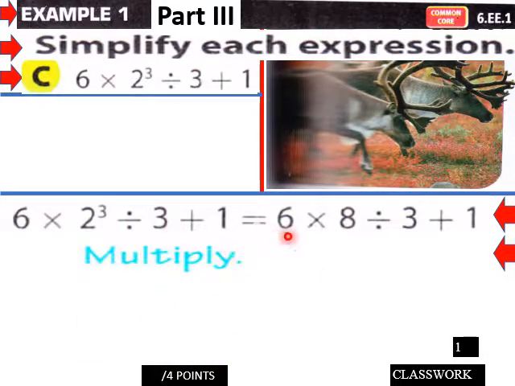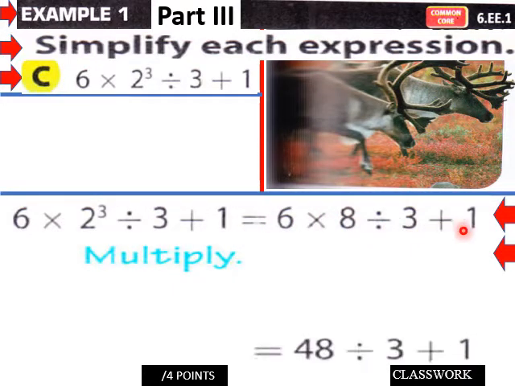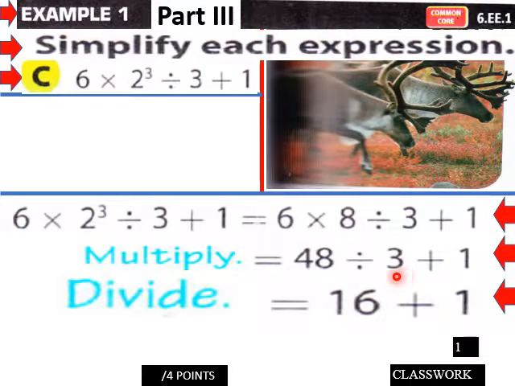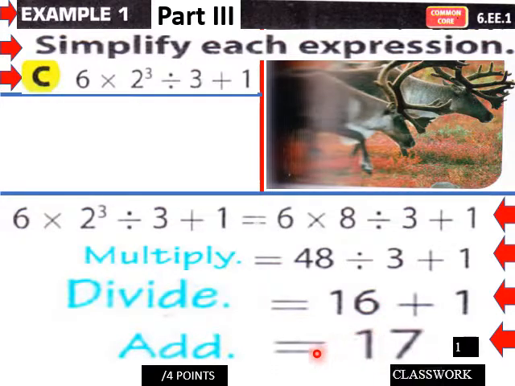And then we're going to multiply now. We have 6 times 8 divided by 3 plus 1. So the next operation will be multiplication here. Parentheses is first, exponents, and then multiply. So it'll be 48 divided by 3 plus 1. And then our next operation will be divide. So what's 48 divided by 3? Would be 16, right? 16 plus 1. And then we add. For our last step, we add, which is 17. So this expression here simplifies to 17.